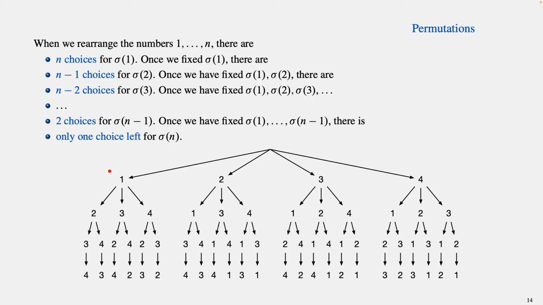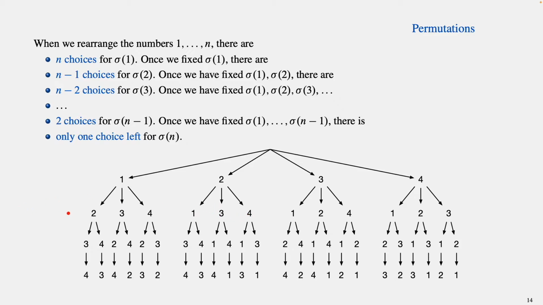So first we choose which number gets placed in position 1. So this is the first level of the tree. For example, if we say we put 2 in position 1, so that means sigma 1 equals 2, then the 2 is out. So we're left with the numbers 1, 3, and 4.